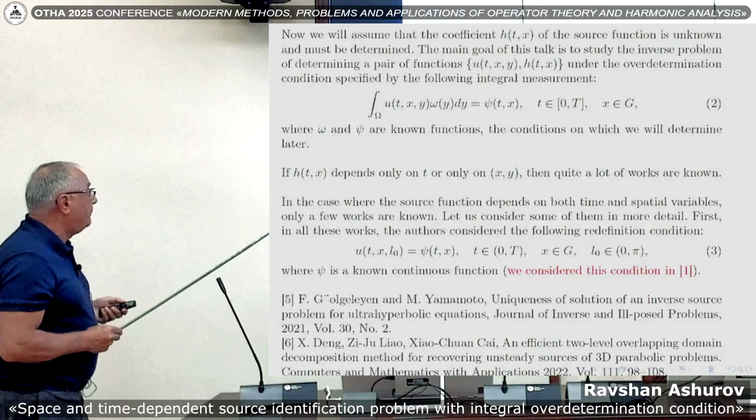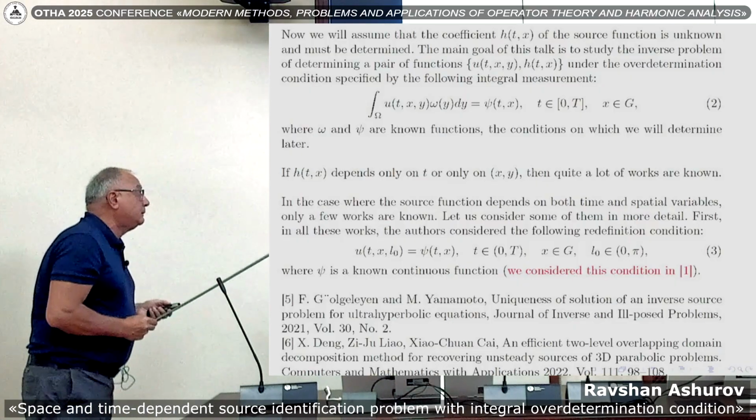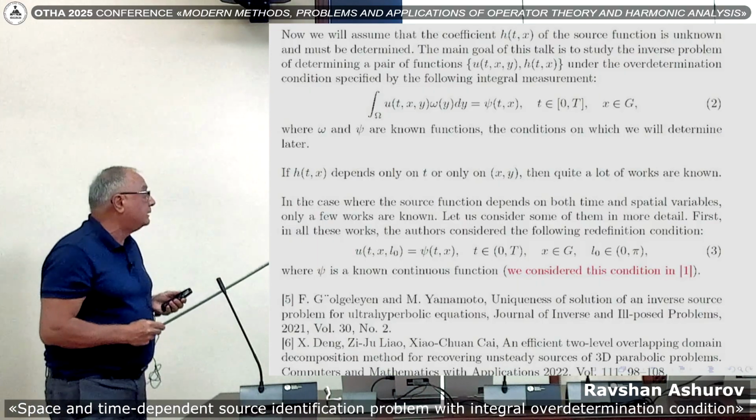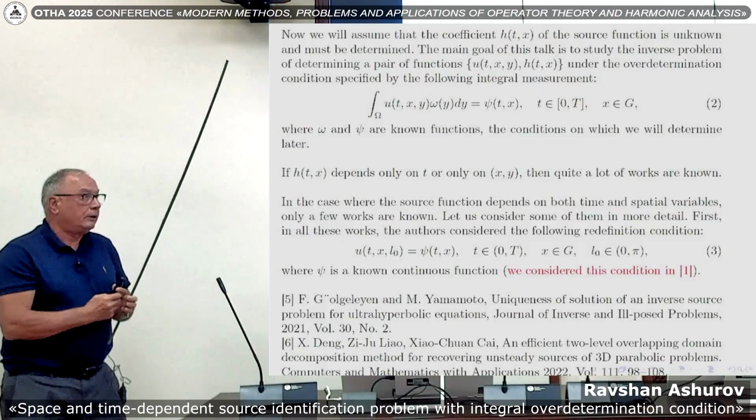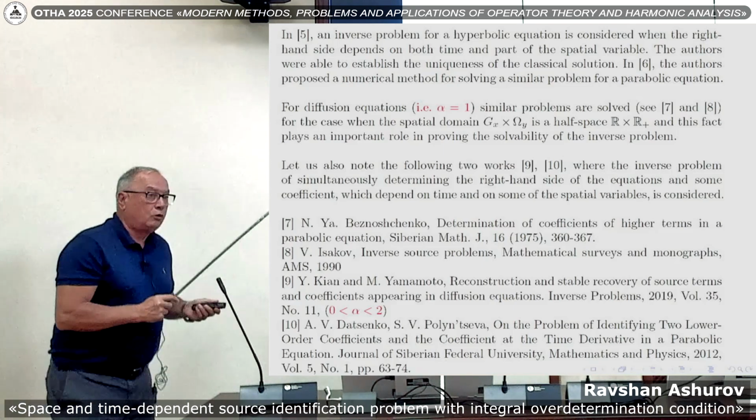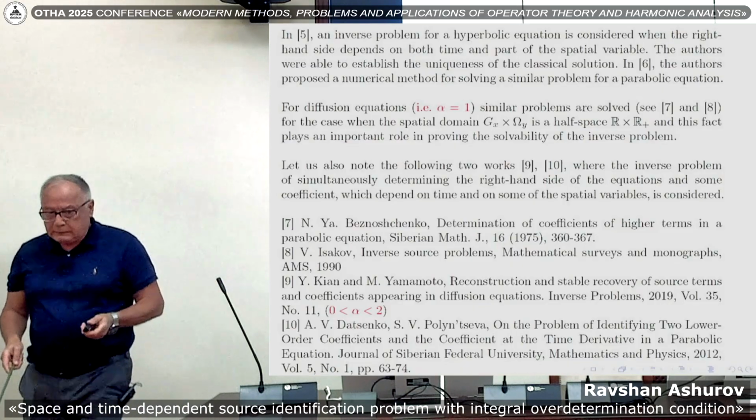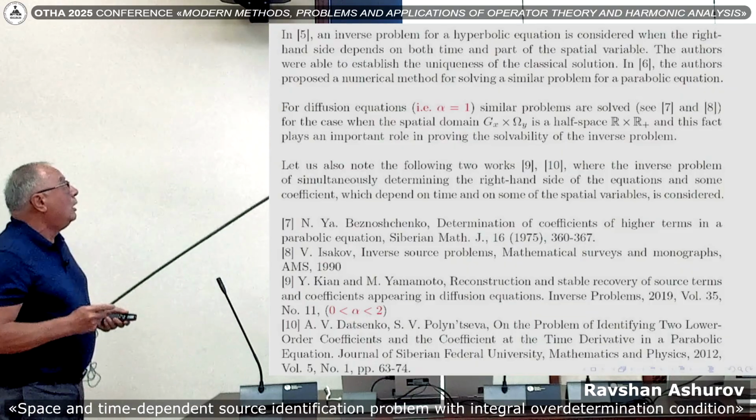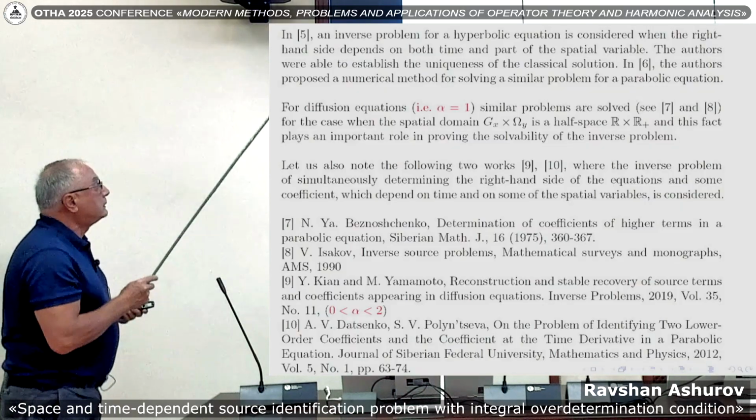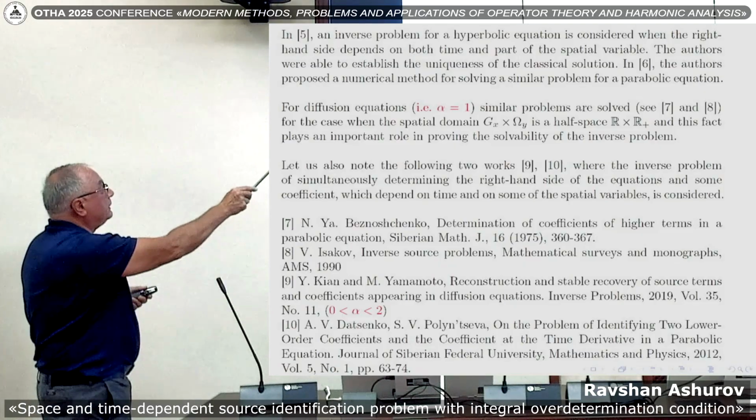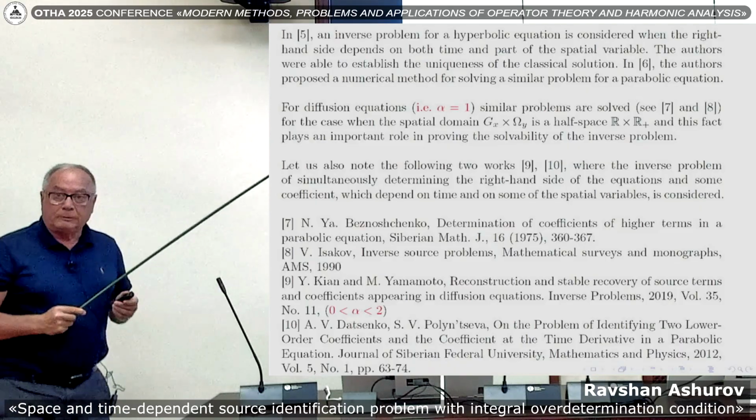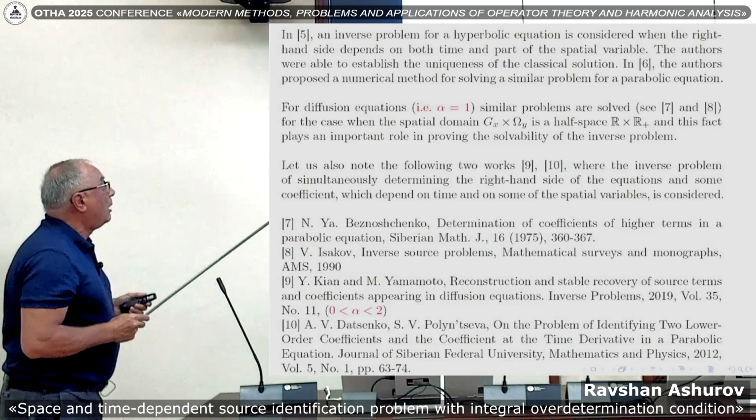We note some known papers, especially paper 5. Here they considered a hyperbolic equation and proved only uniqueness of the unknown function. In paper 6, they provide a numerical solution of this problem. When alpha is equal to 1, this is the diffusion equation, and our results are new for the diffusion equation as well. In papers 7 and 8, they consider an inverse problem similar to ours, but the domain, x and y, is taken from a half space, and this fact plays a very important role in proving solvability of this inverse problem.